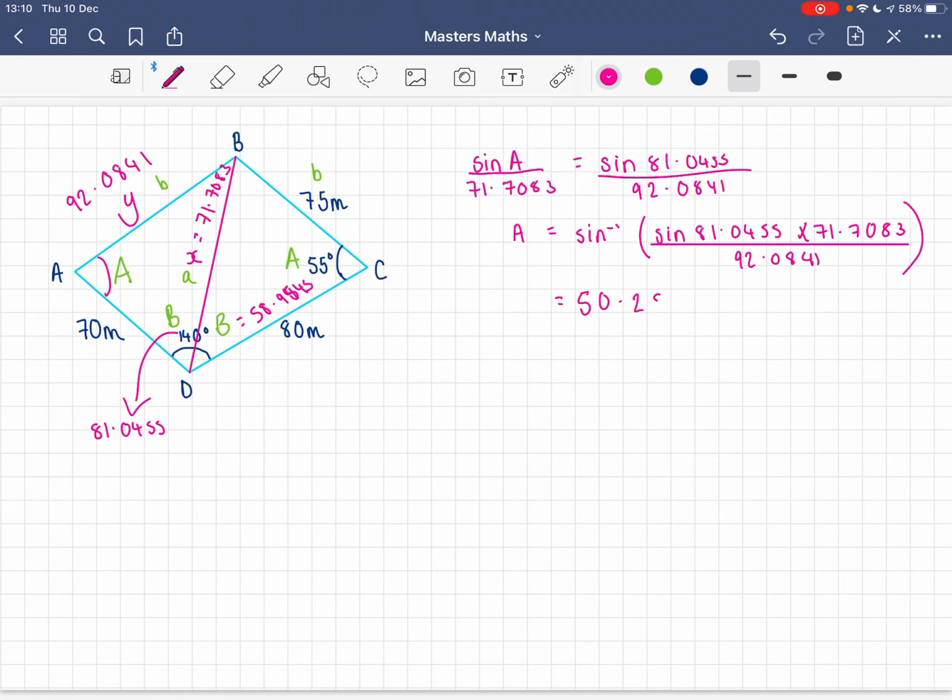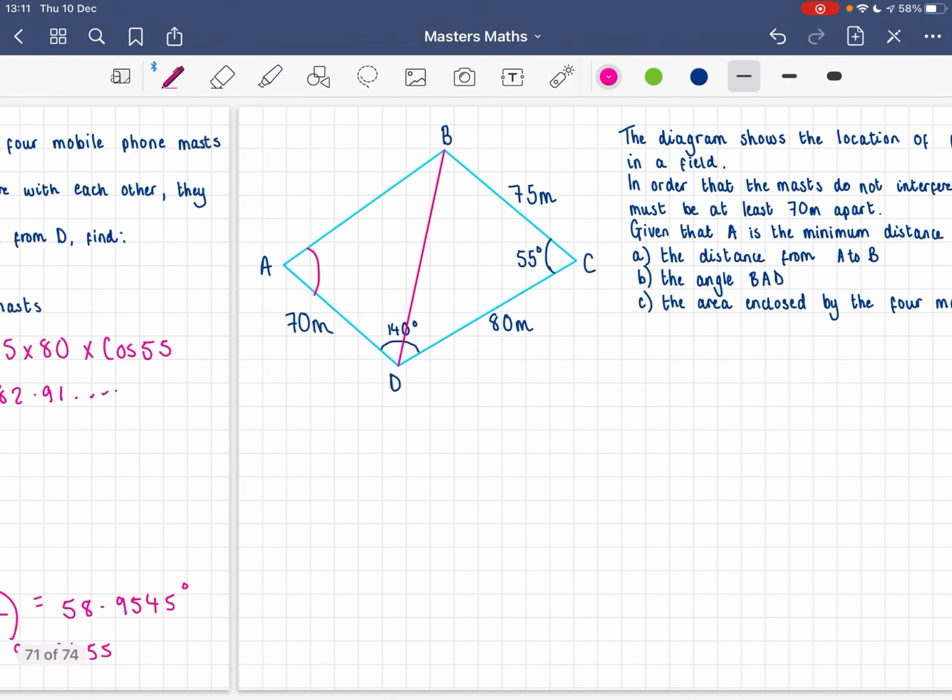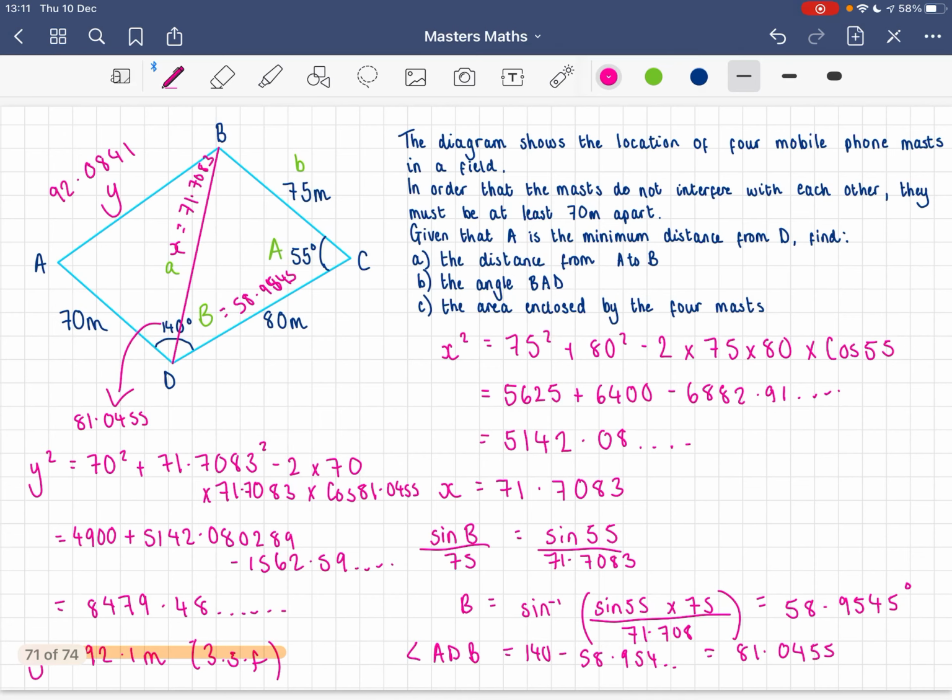I'm going to write it to 4 decimal places first in case I need it, which is 50.3 degrees to 3 significant figures. And that's that second question answered. That's part B done. Much easier. Once you've got that really long first question done, it's so much easier to work the rest out.